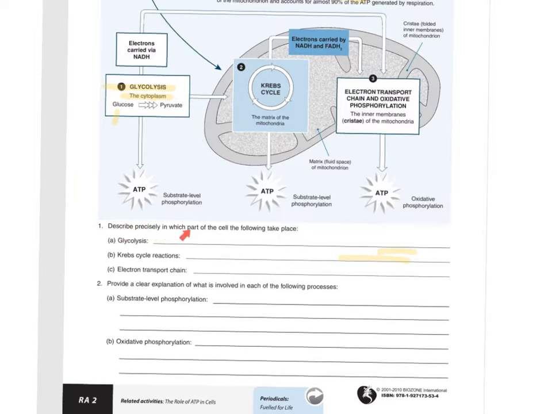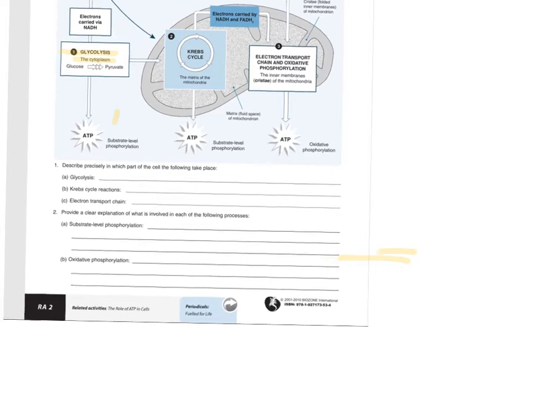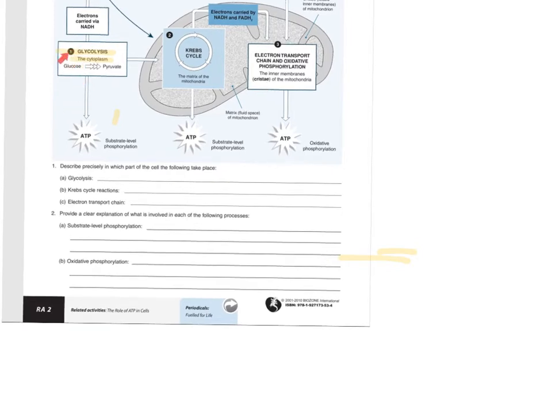Describe precisely in which part of the cell the following take place. Well, I just told you. Provide a clear explanation of what is involved in each of the following processes. Substrate level phosphorylation, oxidative phosphorylation. So there's 2 things going on here. Substrate level phosphorylation is here in glycolysis. Glycolysis is substrate level phosphorylation. That's making ATP using a substrate and some enzymes. Oxidative phosphorylation is when we use oxygen. We use oxygen here in number 3.